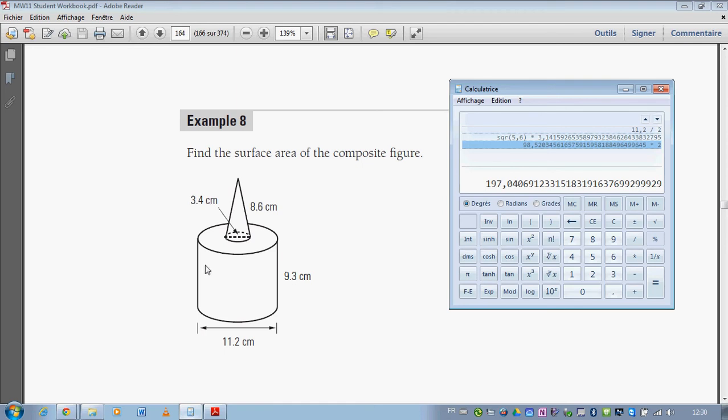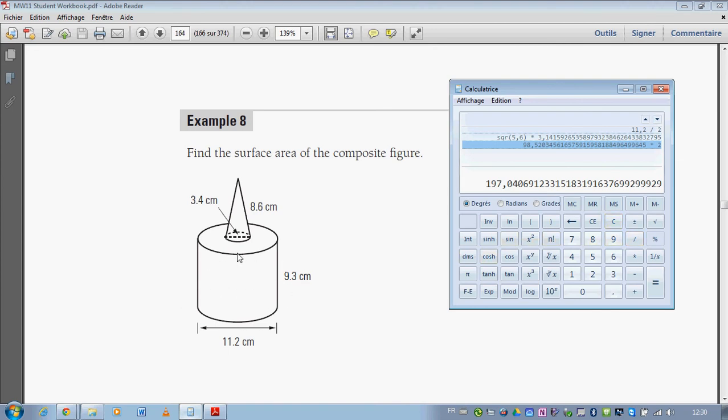Okay, so you've got the top area and you've got the bottom area, and those two came up to 197.04. I know that part of this top circle of the cylinder is missing this part right here. I'm going to deal with that later. So I'm just going to pretend I've got one area of this entire cylinder, and I'll subtract this later.